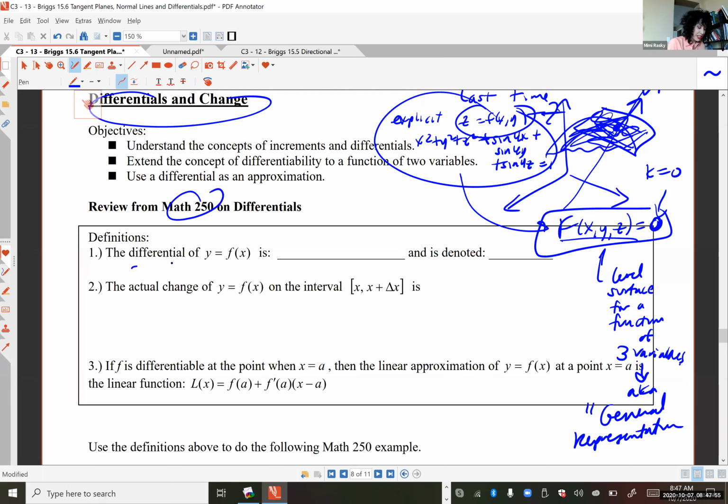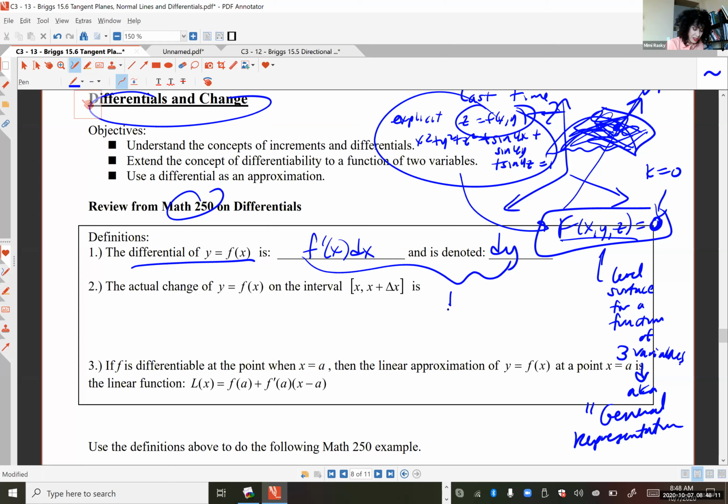So, Math 250. What's a differential? The way they would do it is they'd say, oh, it's the product of the derivative times the dx, which is like your change of x, and it's denoted dy. So in other words, using these two together, when you studied it, they probably gave it to you like this: dy, the differential of y, where y is a function of x, is f prime of x dx.